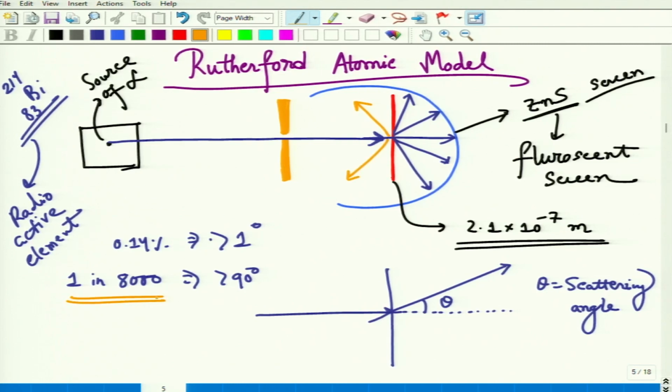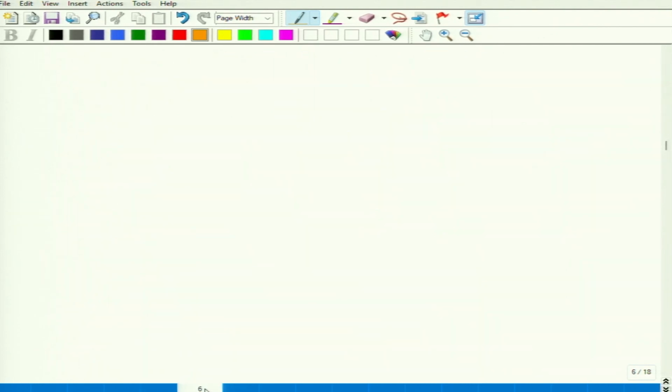This was 1 in 8,000, and a negligible amount of particles is deflected around 180 degrees. You can say it's a very rare particle which deflected around 180 degrees, that means in this direction. So this was the result of the overall experimental setup. Let me show the graphical result, then it will be more clear. So it was like this.